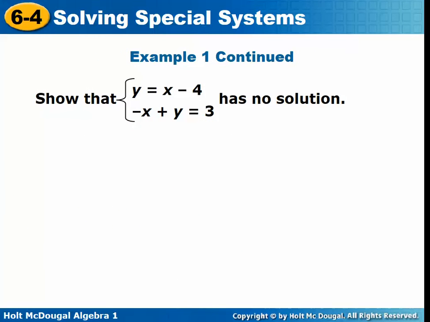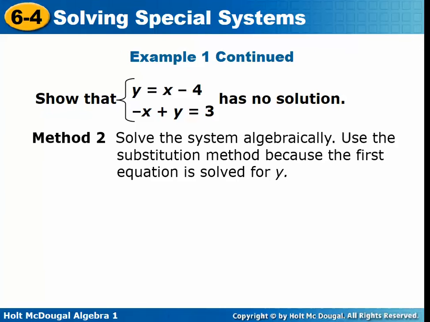Another way is just to start solving algebraically. So let's see, to decide whether you should use substitution or elimination. It looks like it's already set up to do substitution because we already know that y is equal to x minus 4. So I can replace the y in the second equation with x minus 4. So I start to solve.